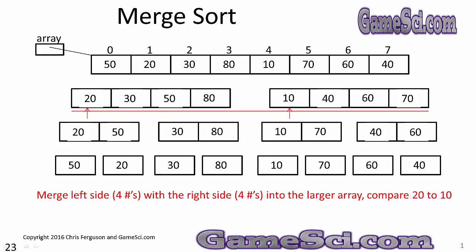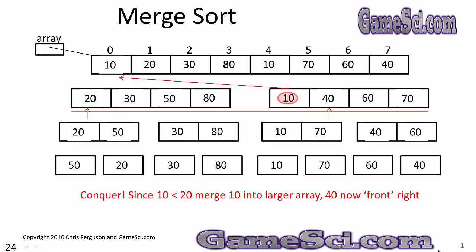This time I'll go into a little more detail on how the merge works. This is the conquer phase. Since 10 on the right is less than 20 on the left, we're going to merge the 10 into the larger array. I circled the 10 in red so you can see exactly what's already been merged. From this point, once 10 is moved up to the larger array, there's no need to look at 10 anymore. So I highlighted 10 with that red circle to show you that it's excluded.